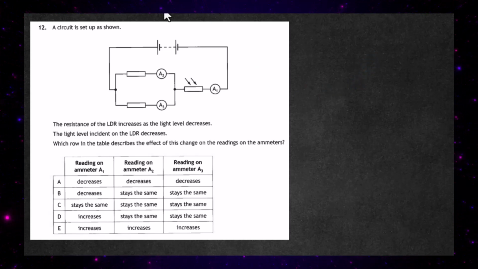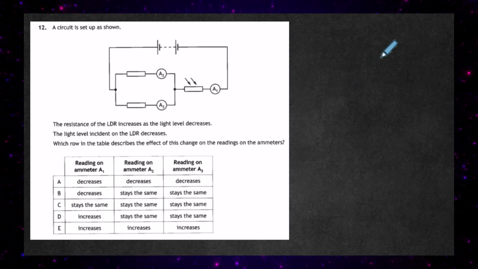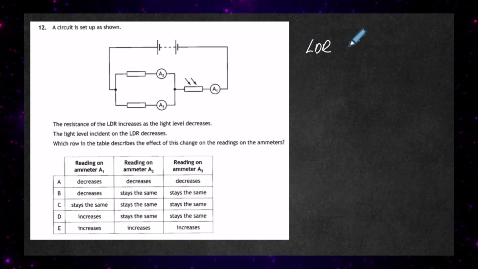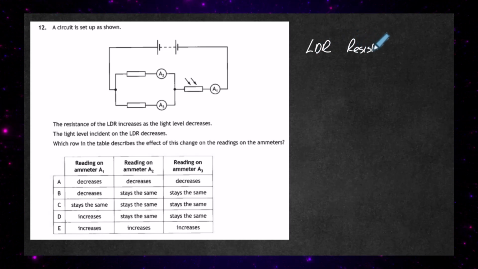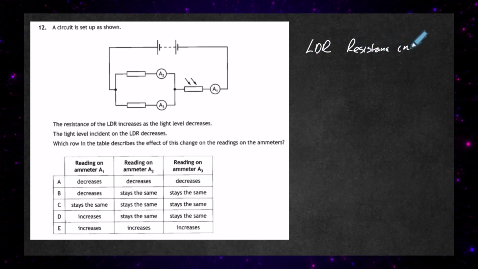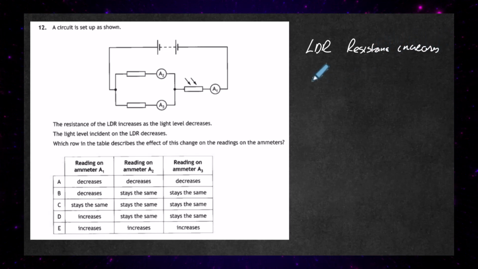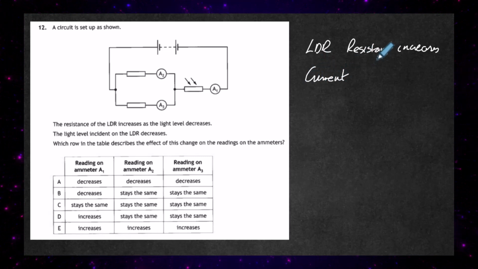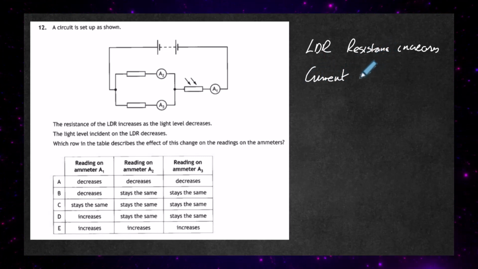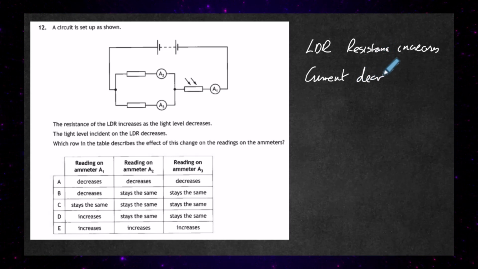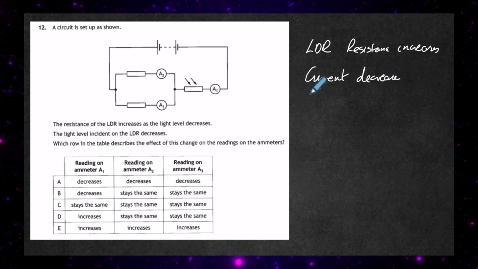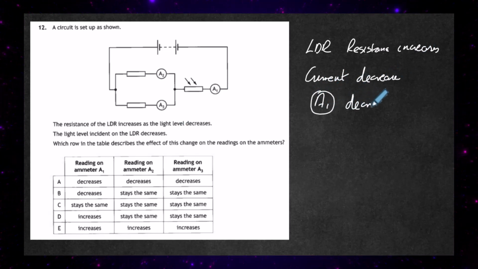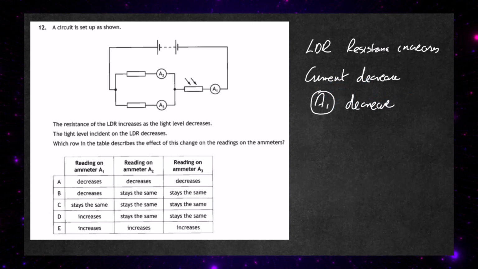Well, if we have the situation where we've got the LDR going into the dark, the LDR resistance is going to increase. Now if that increases, then what we can say is that the current drawn from the battery is going to decrease. Because the bigger the resistance in the circuit, the less current taken from the battery. So the current is going to decrease. Now that means that A1 is going to decrease. The ammeter A1 will have a decrease in its reading when it goes into the dark.